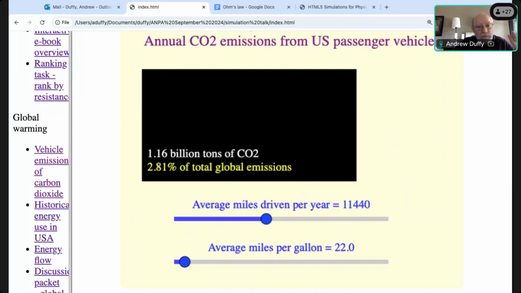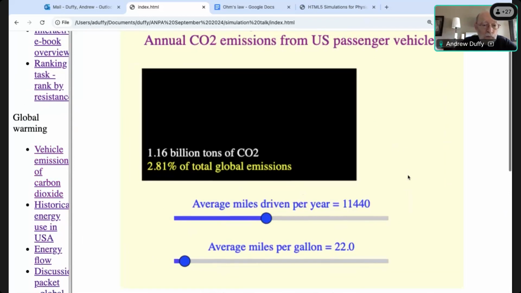Okay, so I've got this very, very simple one: annual carbon dioxide emissions from US passenger vehicles. This is very US centered, my apologies for that, but the US is responsible for a significant fraction of the total global emissions. And so we can see the impact of things like, what if we doubled the miles per gallon for a car?